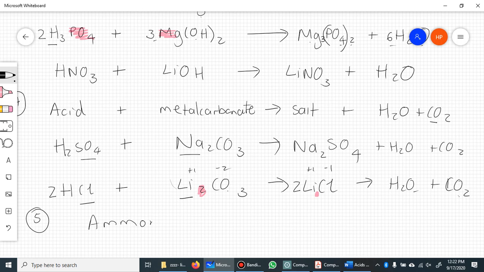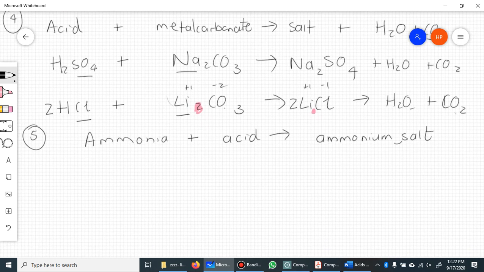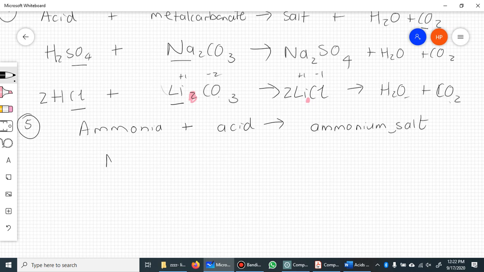Okay, rule number 5. Ammonia plus an acid gives you an ammonium salt. So ammonia is NH3 plus an acid, for example, HNO3, gives you an ammonium salt, NH4NO3. So ammonium, remember, is NH4 plus 1, and the salt will be this, and then the negative part of the acid again. So it's ammonium nitrate.